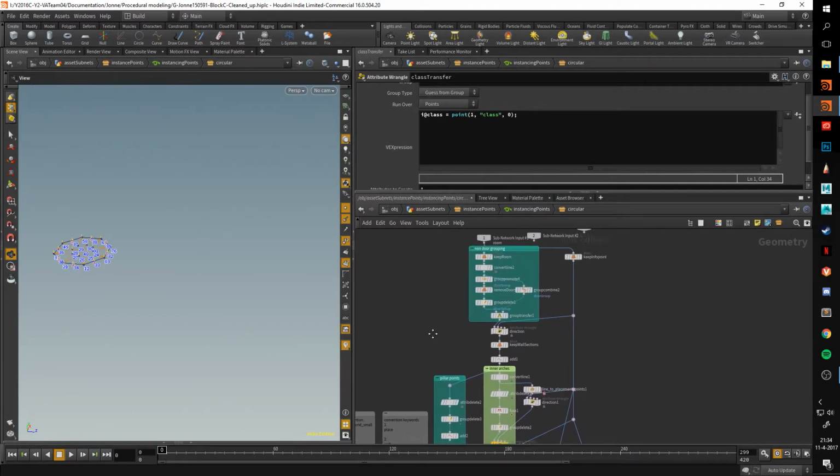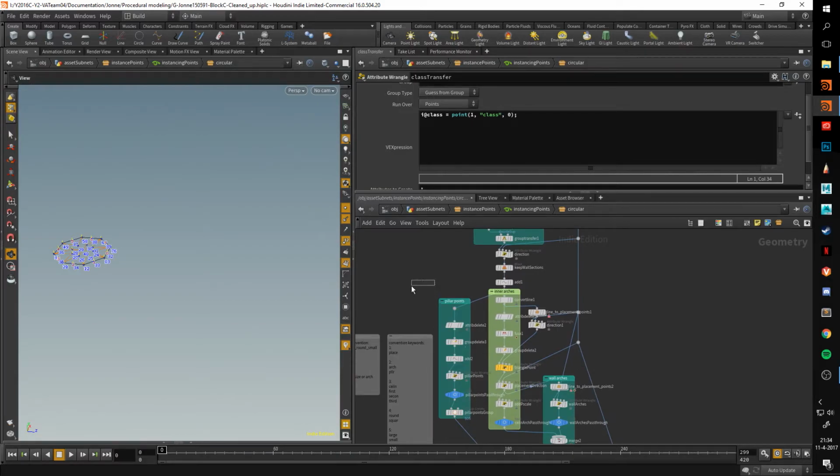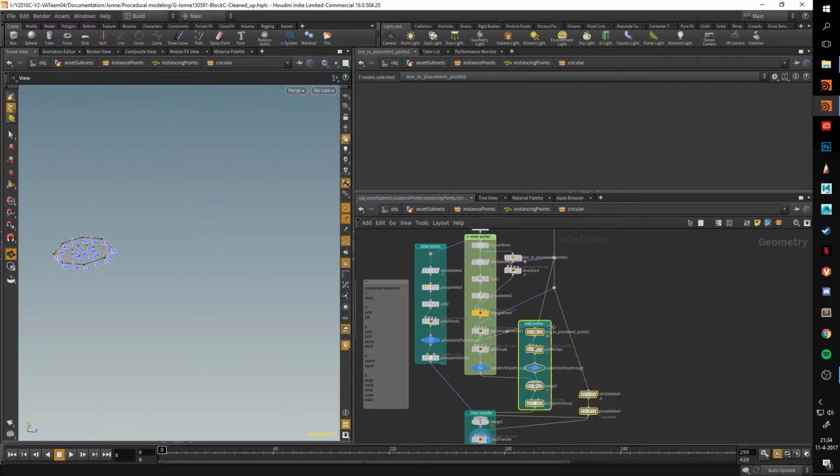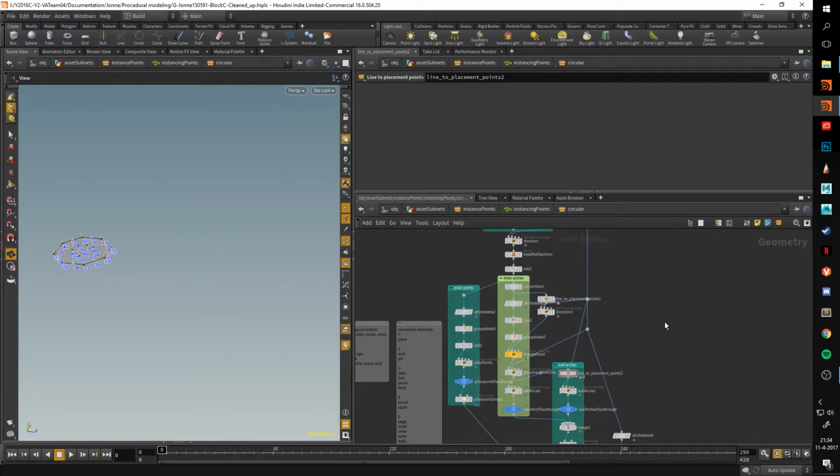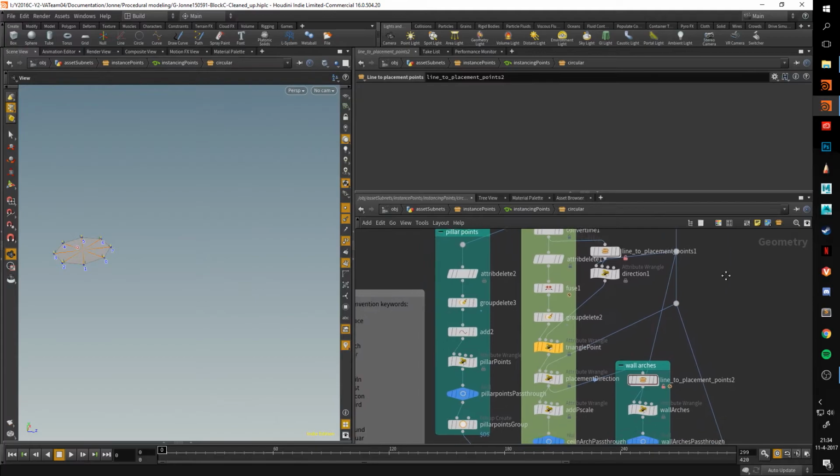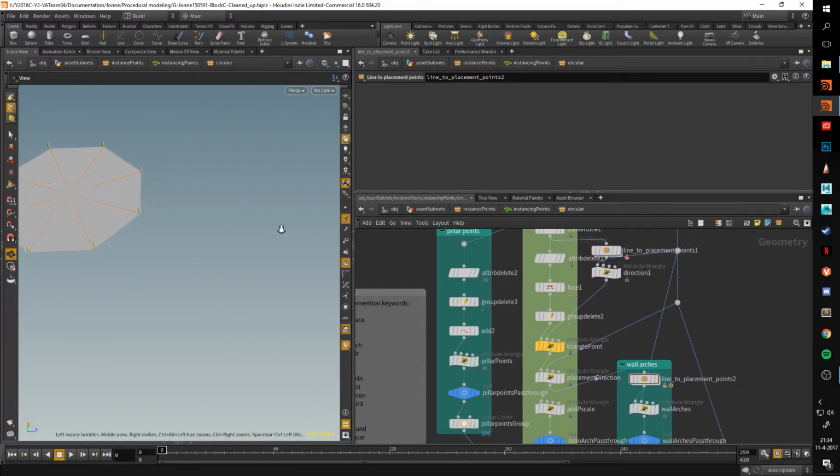So the base setup is kind of the same. So here we have our placement points. Here we have more placement points, and it uses the same process as the corridors. However, this inner part is a bit more interesting. So first, let's turn off all our attributes except for the direction vectors.